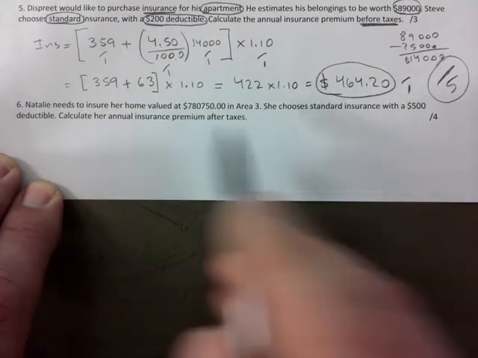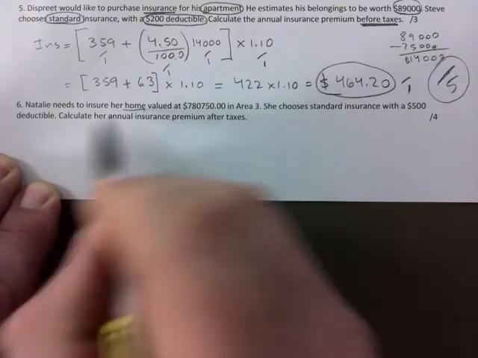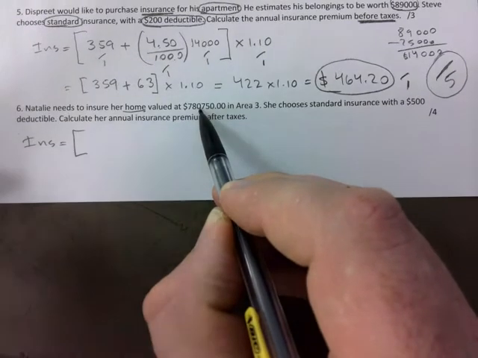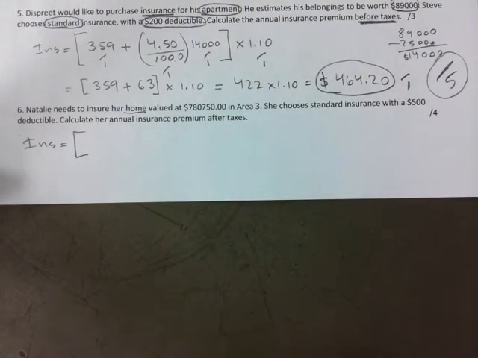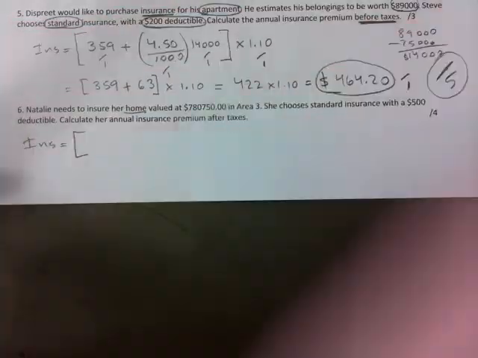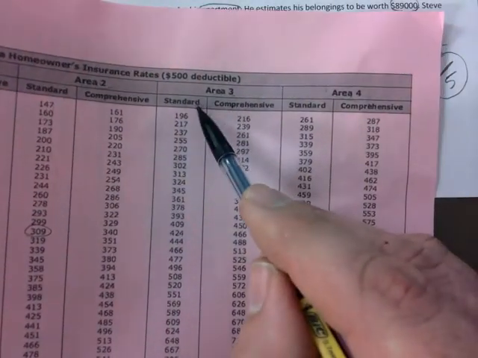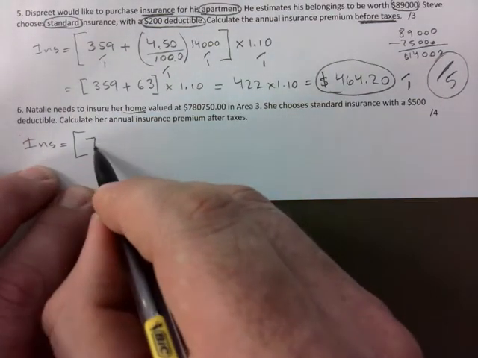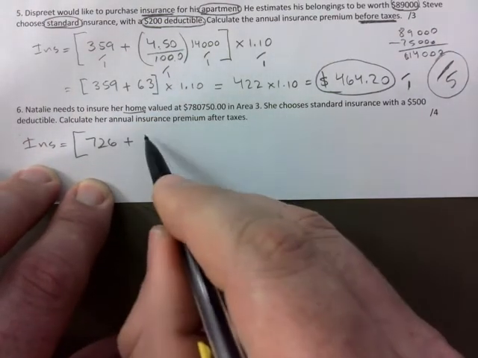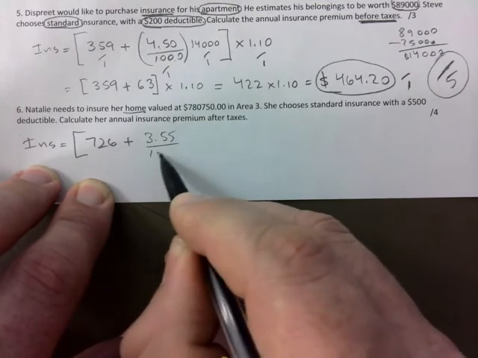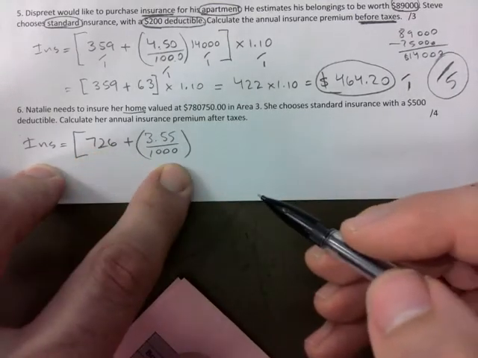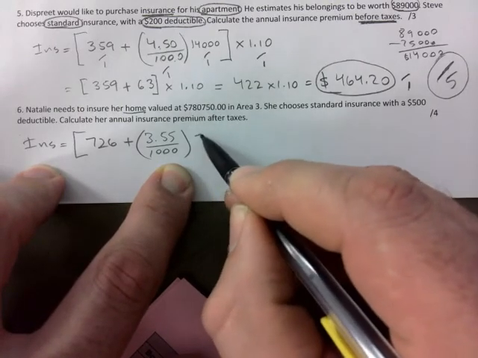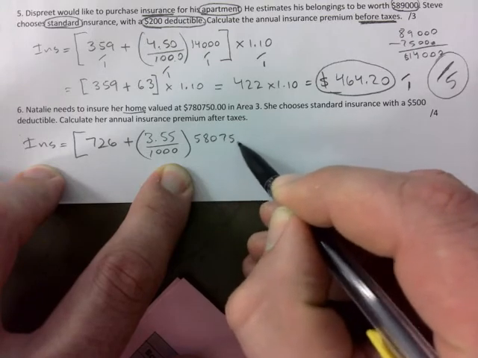So we have another insurance here. This is home insurance. Let me speed this up a little bit. Home insurance, I am over. I am in area 3 standard. Area 3 standard, you max out. So you go 726 and the 355. You got to go plus 355 per $1,000. 2 marks already. And how much are you over by? Just take 200,000 away from this. 580,750.